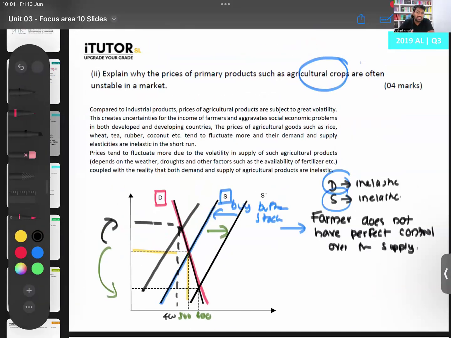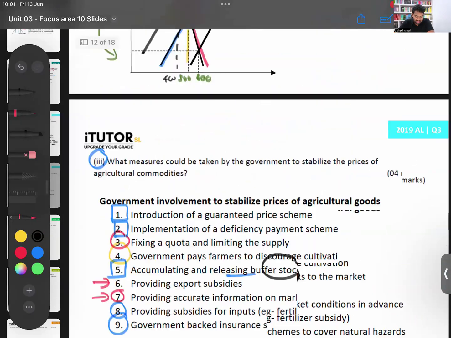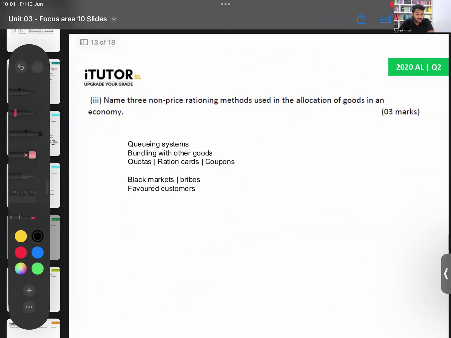That's the whole price stabilization part, and that is all that is there in price stabilization in your syllabus. Okay. Then we'll go into the next ones. So 2020 A Levels question 2 says, name 3 non-price rationing methods.